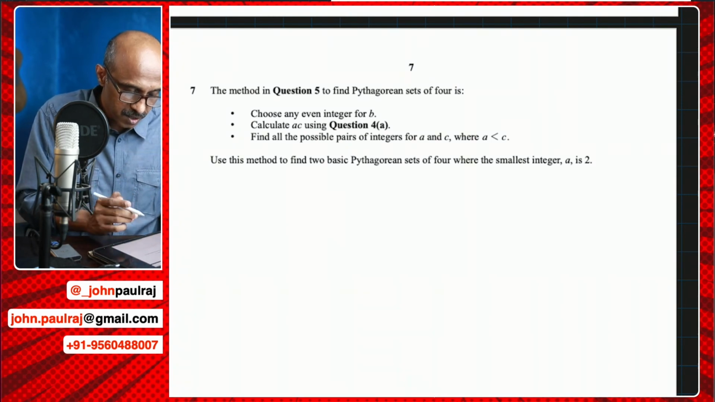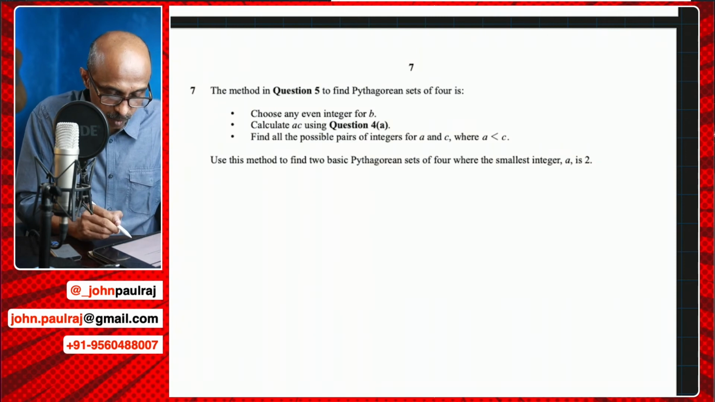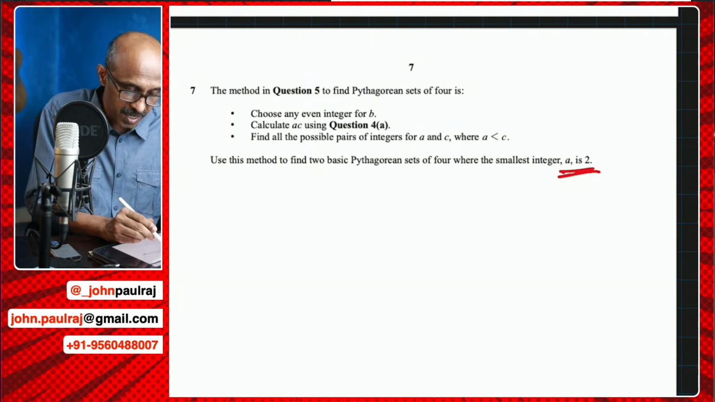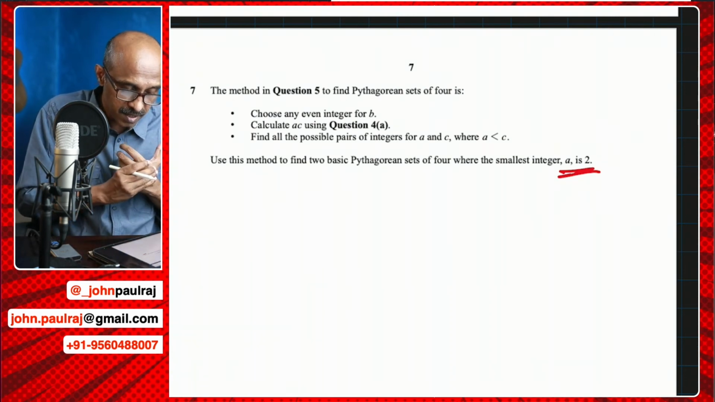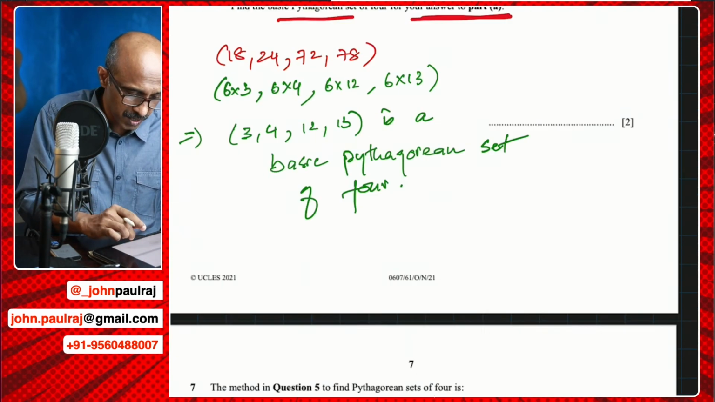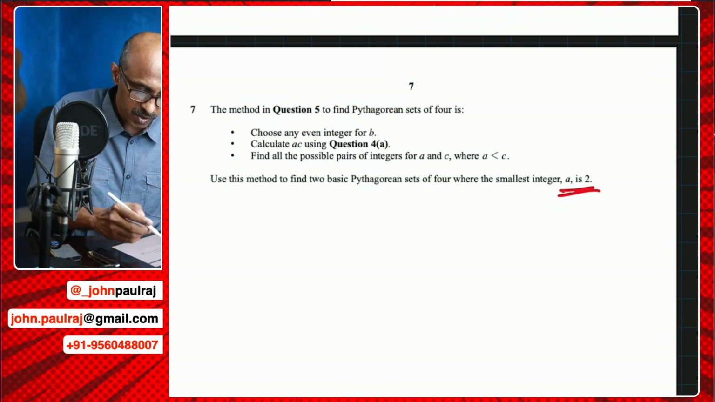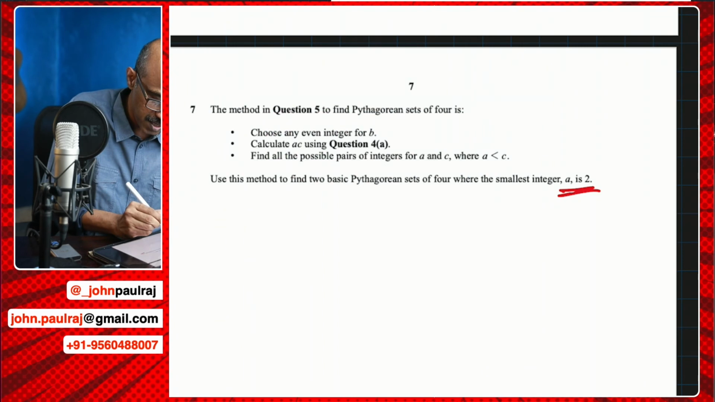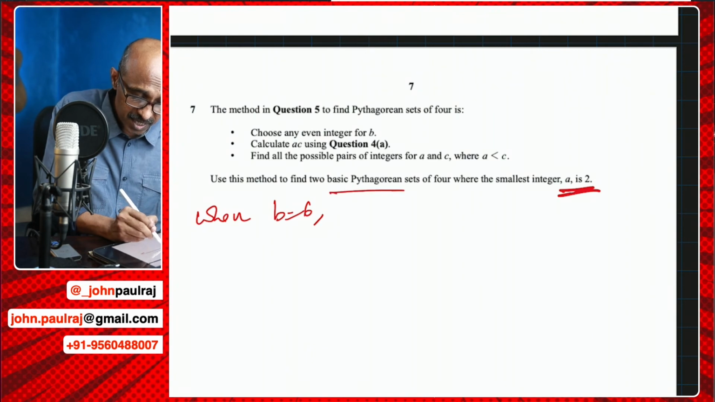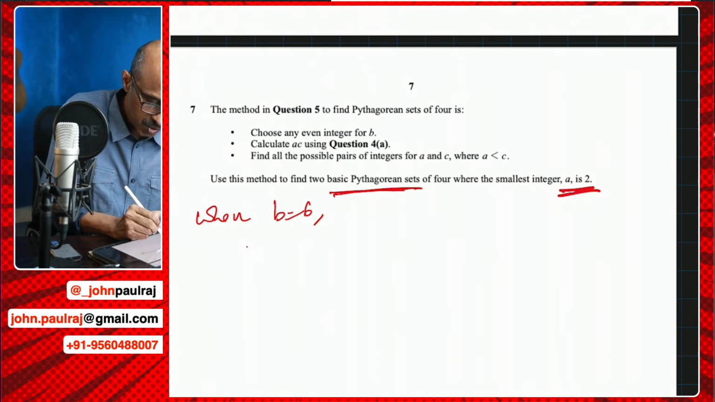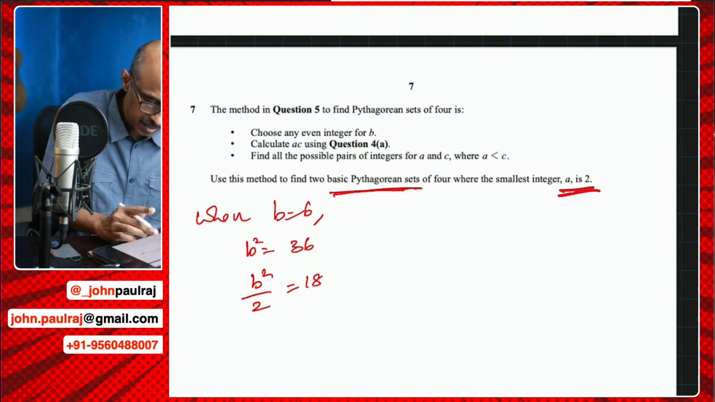Use this method to find 2 basic Pythagorean sets of 4 where the smallest integer A is 2. So they've already said you have to fix 2. They've not given us any B, so we can choose our B. In that particular question, it was B is equal to 8, if I'm not mistaken. So let's take something else. Let's take B is equal to 6, perhaps. Let's just choose an even integer. When B is 6, we're asked to find basic Pythagorean sets of 4, which means there's no common factor for all the 4 terms. B square must be 36. B square over 2 must be 18.